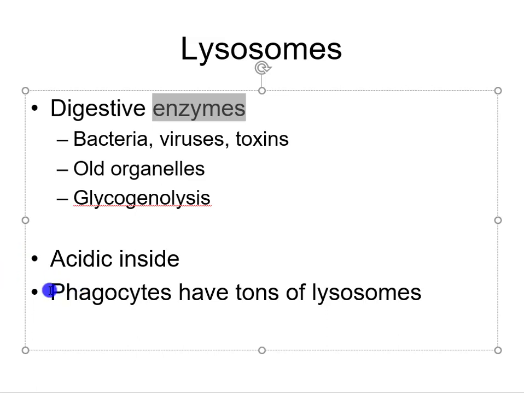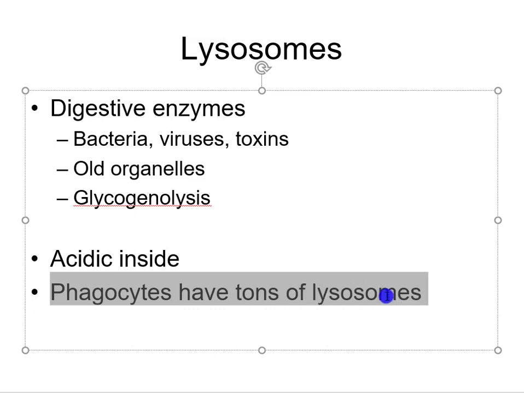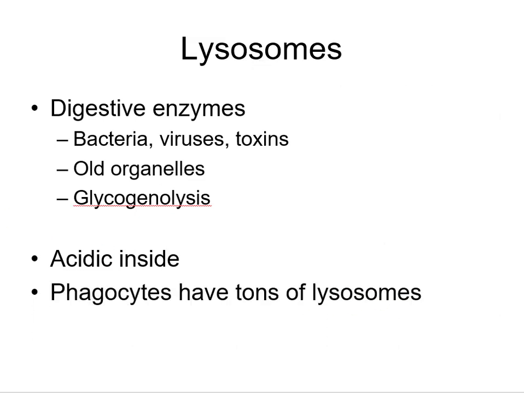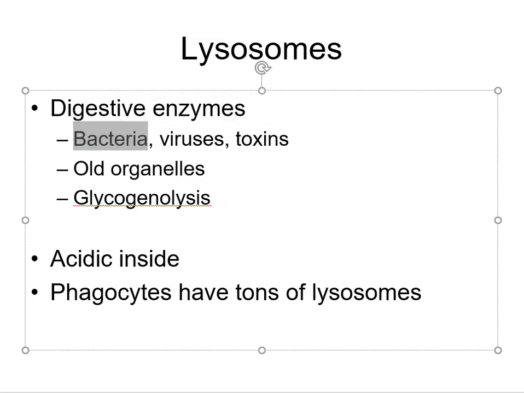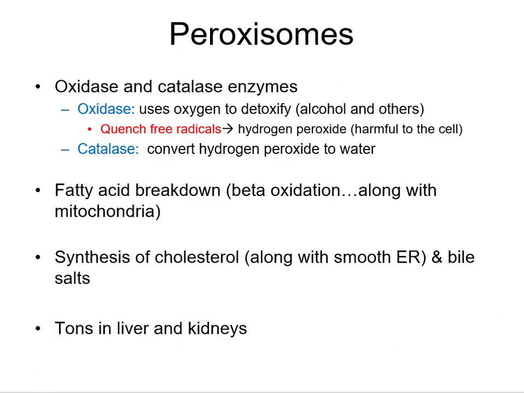And so things like phagocytes, which we'll look at when we look at tissues, are immune cells that take things in by phagocytosis to break them up. As you can imagine, they have tons and tons of lysosomes, because they have to break down these bacteria and other bad guys that they take in. So remember that this is what lysosomes do, and peroxisomes also break things down.